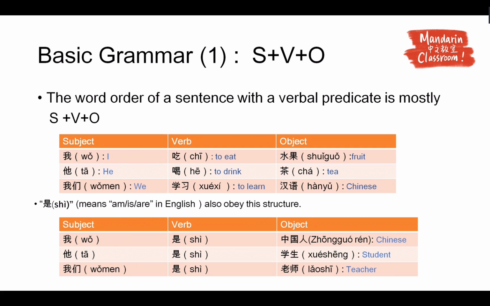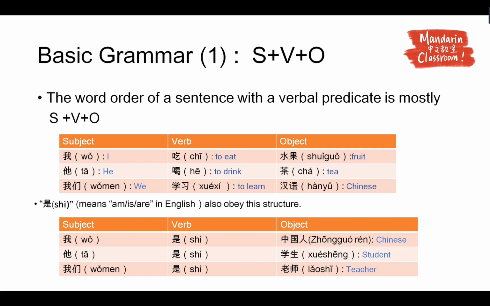And about the second line, 他喝茶 means he drinks tea. And the last line, 我们学习汉语 means we learn Chinese. And for these sentences, we could see the basic structure of Mandarin, subject plus verb plus object. And there is a point I have mentioned in the previous courses. In Chinese, we don't need to remember the changes of verbs.